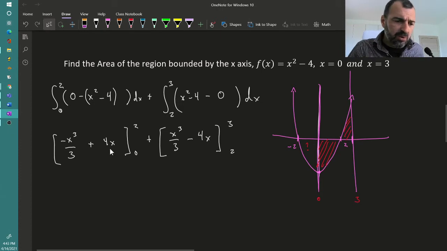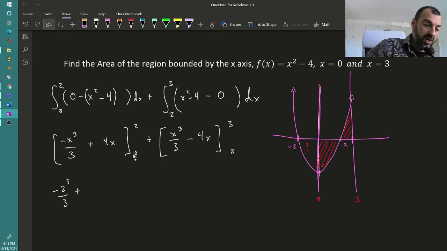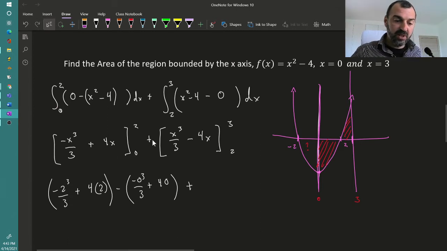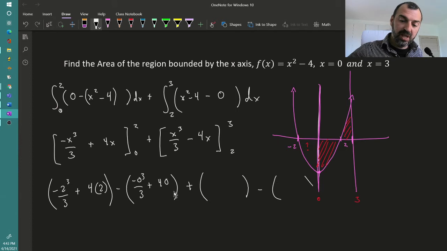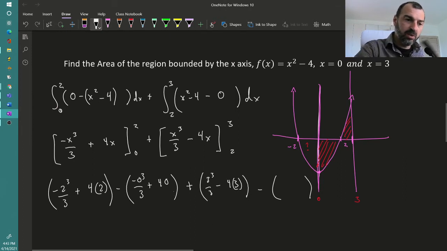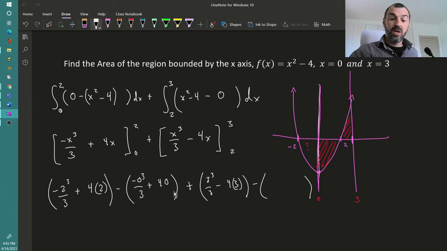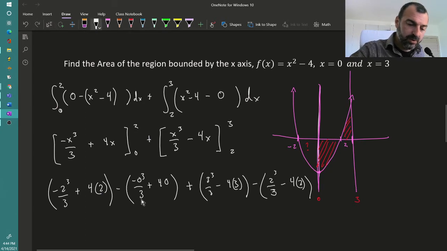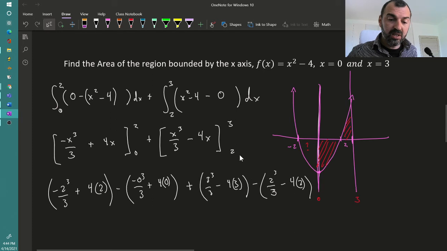And now that's pretty much it. Now we just have some simple integrals. I'm going to evaluate this at 2, then subtract it evaluated at 0. So negative 2 to the 3rd over 3 plus 4 times 2, minus, evaluated at 0, plus 4 times 0. Then I'm going to add, this addition sign is here. Now I'm going to evaluate this at 3 and subtract it evaluated at 2. So 3 to the third over 3 minus 4 times 3, and then 2 to the third over 3 minus 4 times 2.